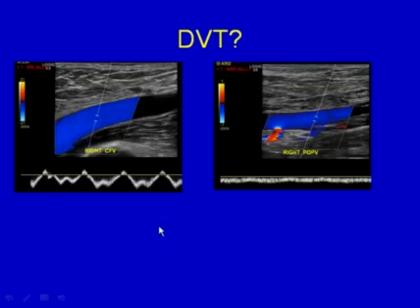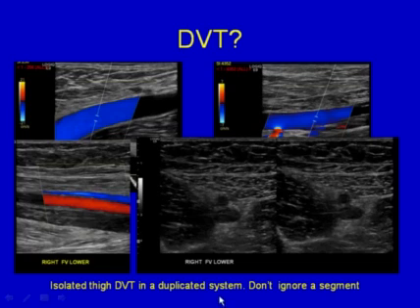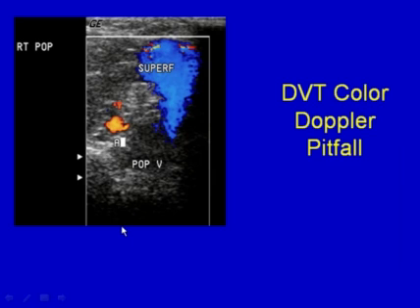Again, here's a patient with a common femoral vein and a popliteal vein with a monophasic waveform, and a very nice pulsatile waveform here in the common femoral vein. So remember that you need to examine all the segments and don't skip anything, because here is an isolated clot in the femoral vein. And again, there's a duplicated system here. Don't ignore any segments, because you may have isolated clots in the thigh without associated clots in the calf.